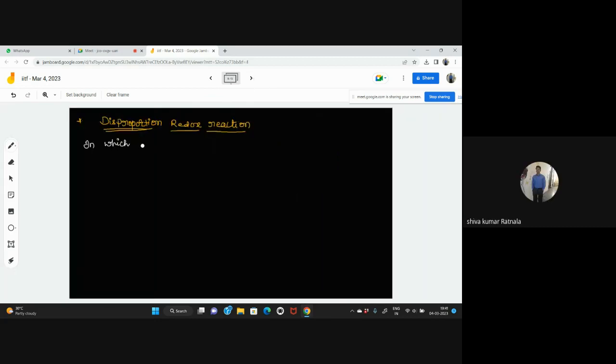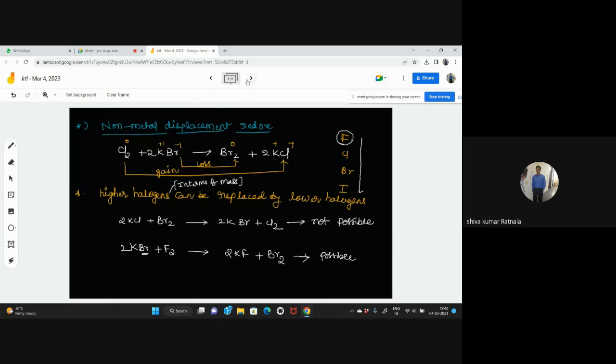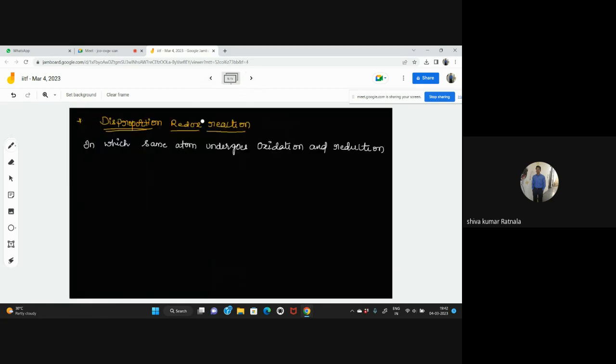Disproportionation is a reaction in which the same atom undergoes oxidation and reduction. See here, in all the redox reactions we have seen, there were two different atoms undergoing change. Here, in which the same atom undergoes reduction and oxidation.